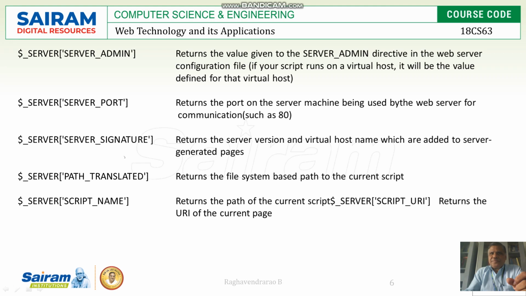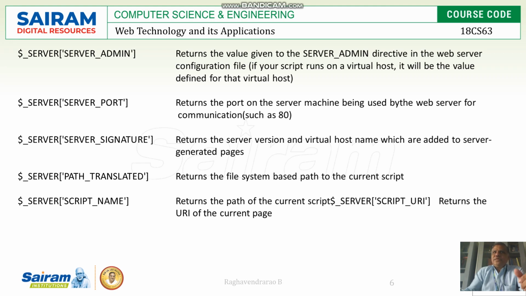Then the server signature. Okay, that's the server version of the virtual host name. So all these things basically exist to know some other system's data, so it has to be used only for good causes. Then path translated. Okay, the file system based path, which path is being used, that also is going to be shown. Then script name, which script is being used for writing the programs.